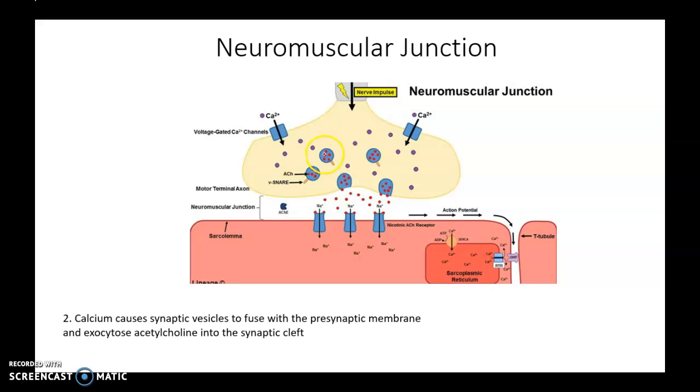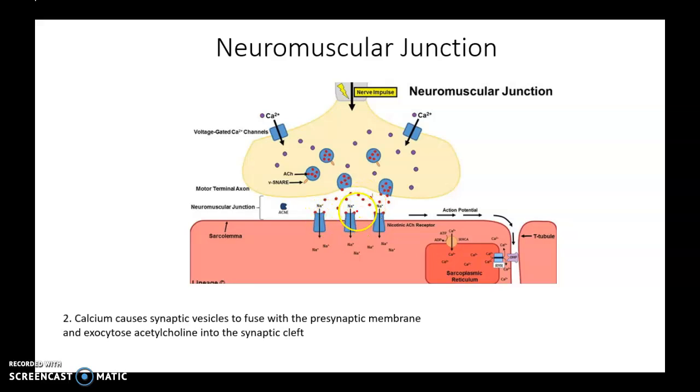Calcium causes these vesicles called synaptic vesicles to fuse with the presynaptic membrane, and exocytose or spit out acetylcholine into the space called neuromuscular junction, also known as synaptic cleft. So now we have acetylcholine floating into the synaptic cleft. Now what does acetylcholine do? Acetylcholine binds to specific receptors, which are shown in blue here.